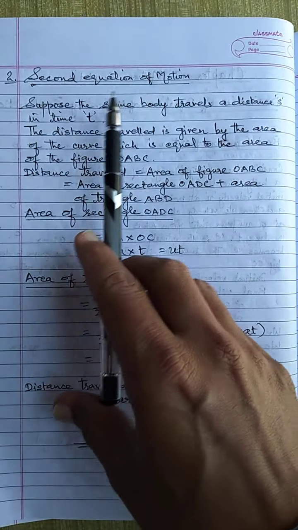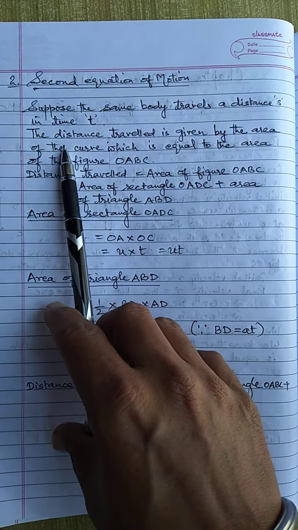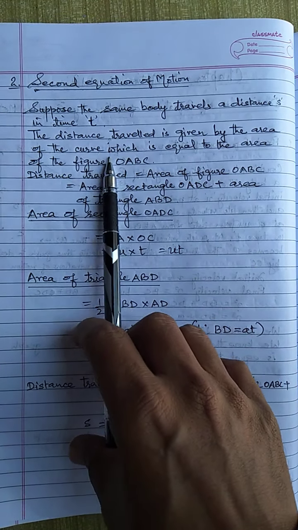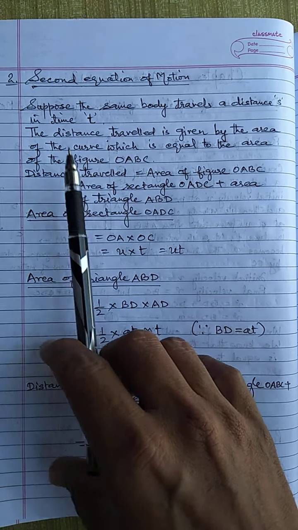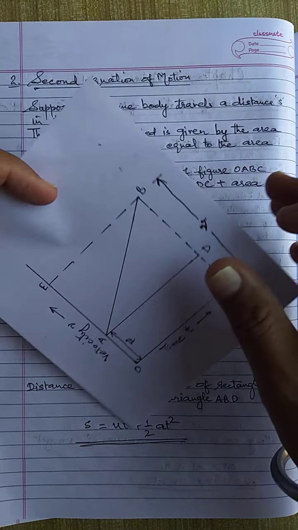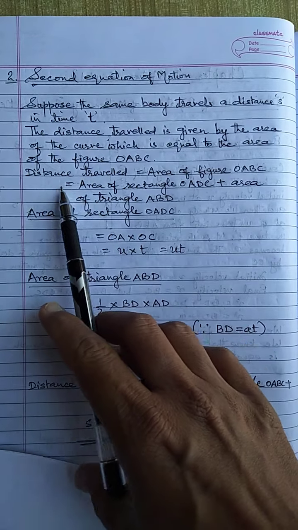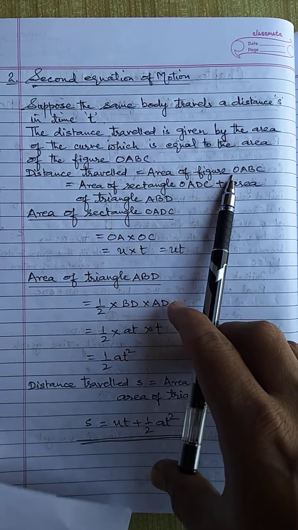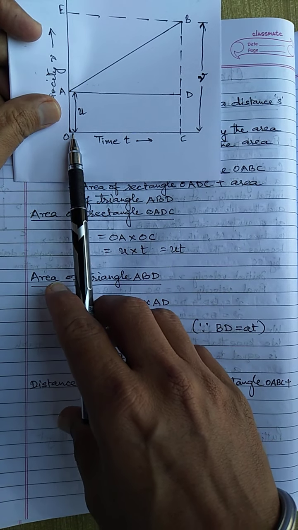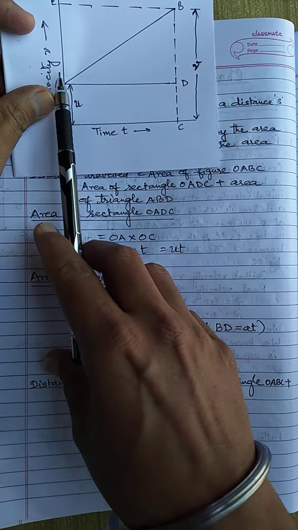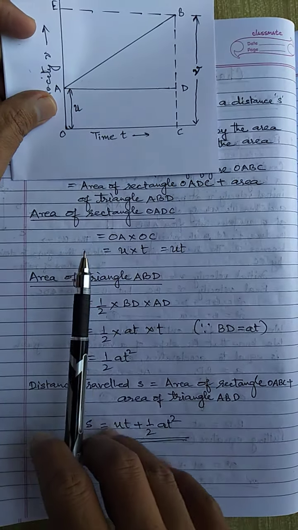Now the second equation of motion. Suppose the same body travels a distance s in time t. The distance travelled is given by the area under the graph, which is equal to the area of the figure OABC. Distance travelled is equal to the area of the figure OABC, which is equal to the area of rectangle OADC plus the area of triangle ABD.